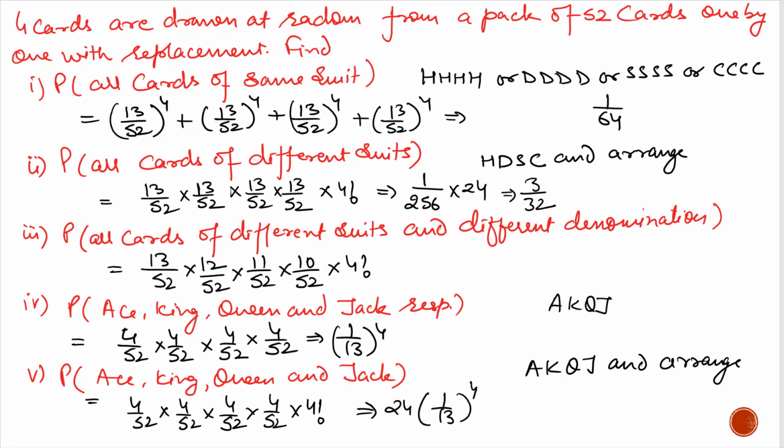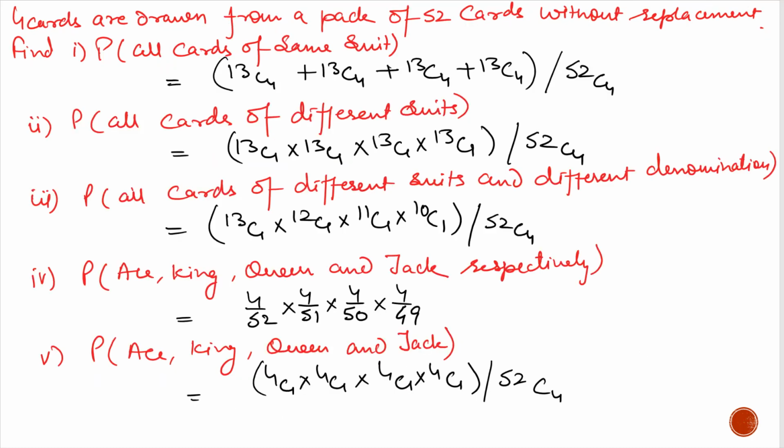When we solve this question using without replacement, then we can use combination. And always remember that when nothing is given about replacement, we assume it's a question of without replacement. Now 4 cards are drawn from 52 cards without replacement. Find the first part, probability of all cards of same suit.